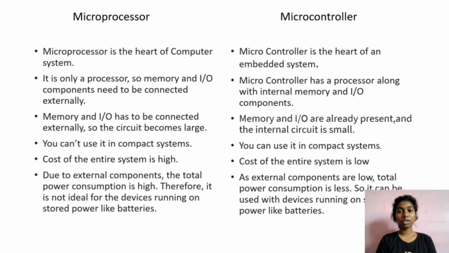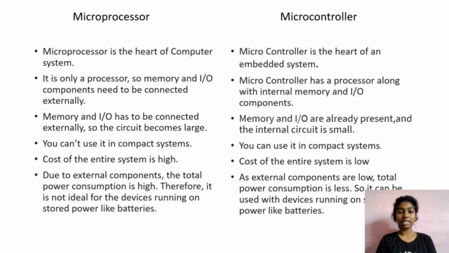The difference between microprocessor and microcontroller. Microprocessor is the heart of a computer system, whereas microcontroller is the heart of an embedded system. A microprocessor only processes, so memory and I/O components need to be connected externally. A microcontroller has a processor along with internal memory and I/O components. Since memory and I/O components have to be connected externally in the microprocessor, the circuit becomes large. Memory and I/O are already present in the microcontroller, so the internal circuit is small.